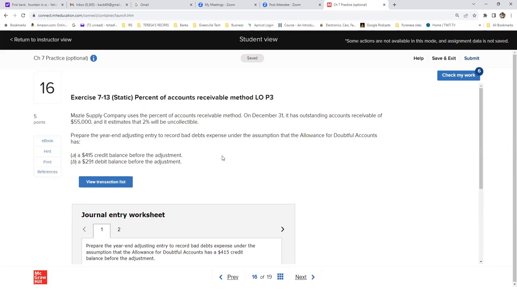This is again somewhat of a repeat, so I'm going to leave you to calculate this on your own, since we already covered something similar. Remember, credit balance means we didn't use it all up last year, so you subtract it when you calculate what the uncollectible will be. And when you have a debit balance, you're going to add it to what you calculate will be uncollectible. So A, you'll subtract it. B, you'll add it to 2% of the accounts receivable. Okay.